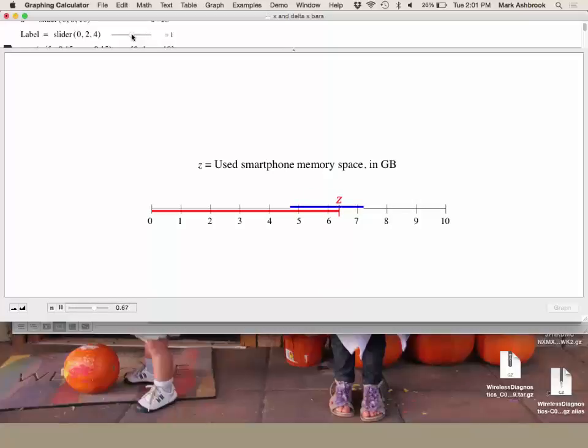A change in Z. DZ. Is that what you're going to say? Yeah, like the blue bar could represent the total amount the new application will take up. Okay. As it's downloading. Okay. So any other one? Yeah.